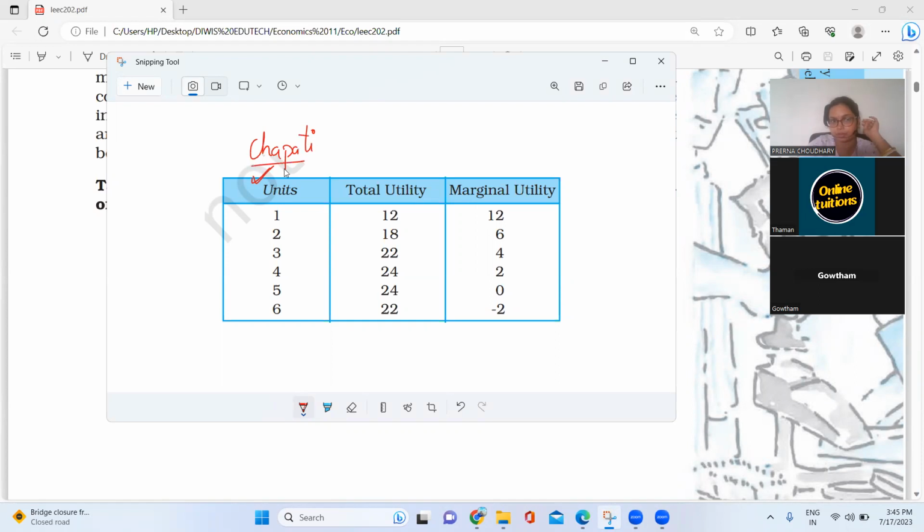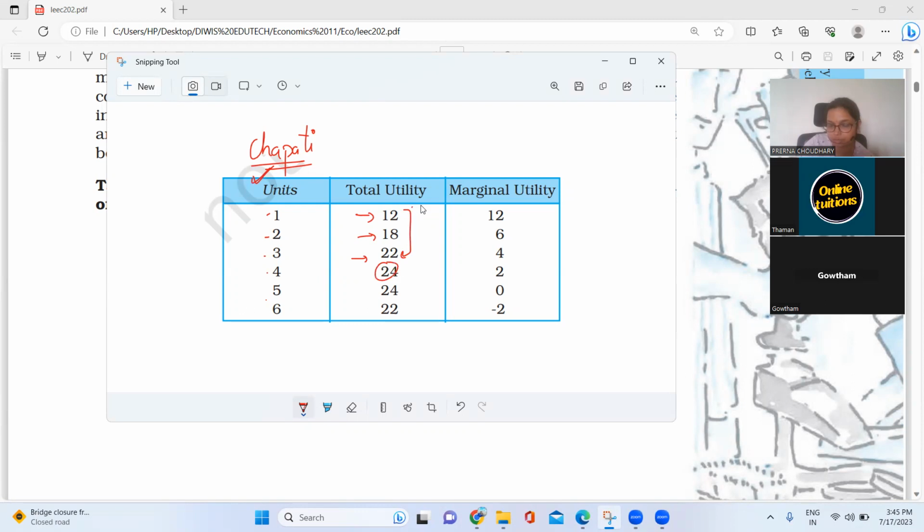This is the first chapati, second chapati, third, fourth, fifth, sixth. Total utility: from the first chapati you got 12. And from the second chapati you got 18. 18 doesn't mean from the second you got. It's the first and second both. Means from first you got 12, from second you got 6. From third, it's the summation of all.